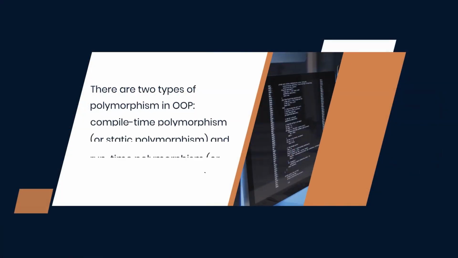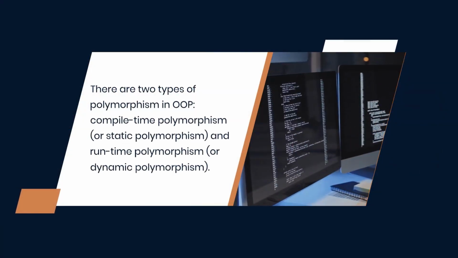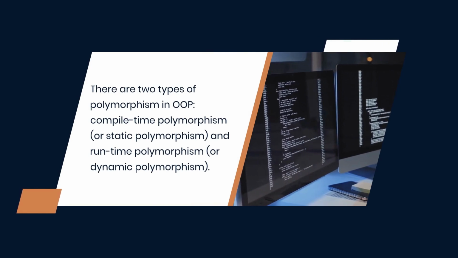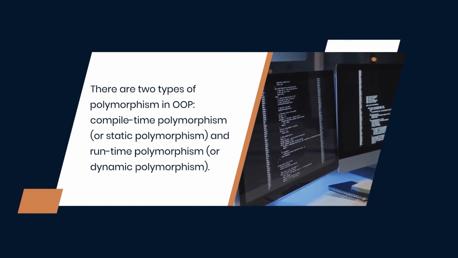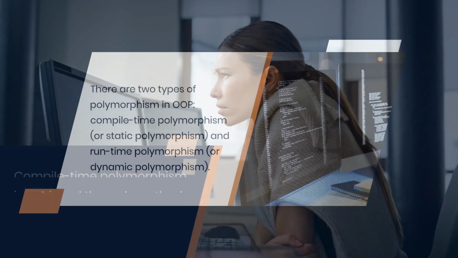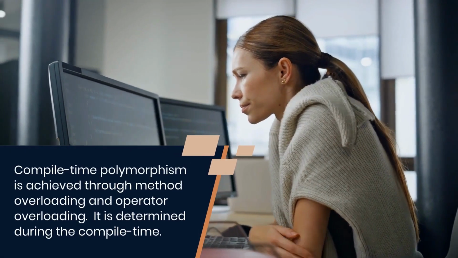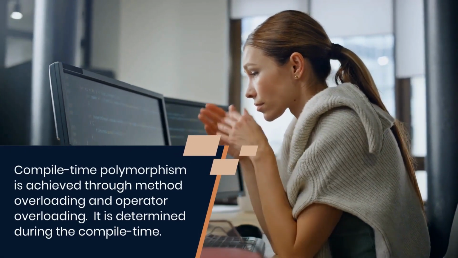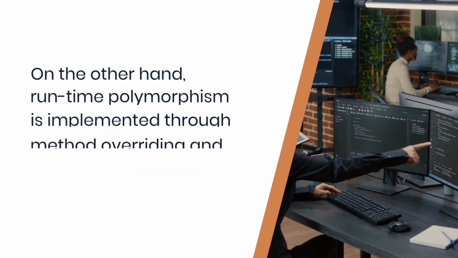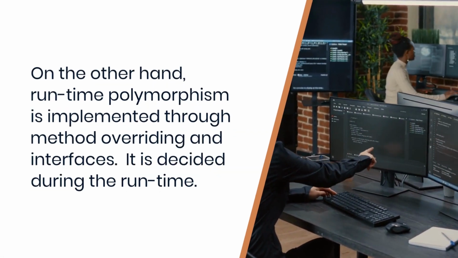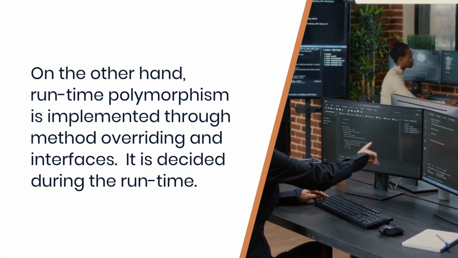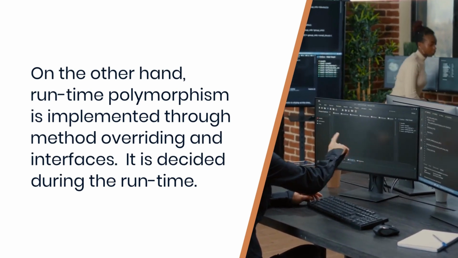There are two types of polymorphism in OOP: compile time polymorphism, or static polymorphism, and runtime polymorphism, or dynamic polymorphism. Compile time polymorphism is achieved through method overloading and operator overloading. It is determined during the compile time. On the other hand, runtime polymorphism is implemented through method overriding and interfaces. It is decided during the runtime.